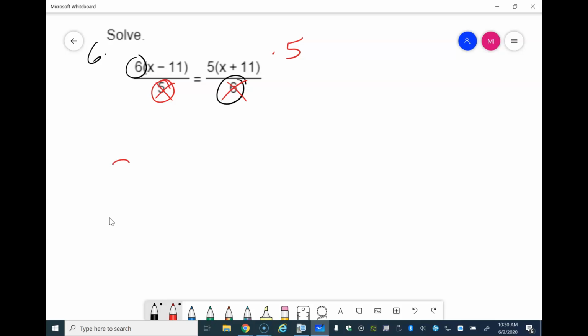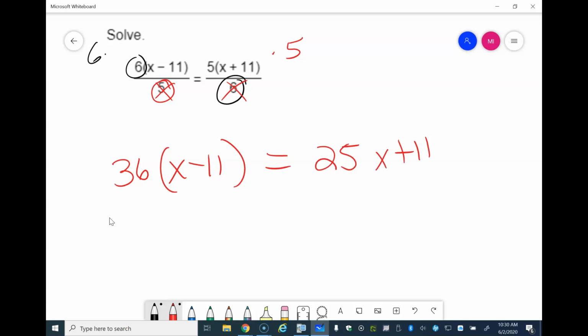So over here I have 36x minus 11 is equal to 25x plus 11. So basically the idea is just multiply to this 6 in front and to this 5 in front to get rid of the fractions below.